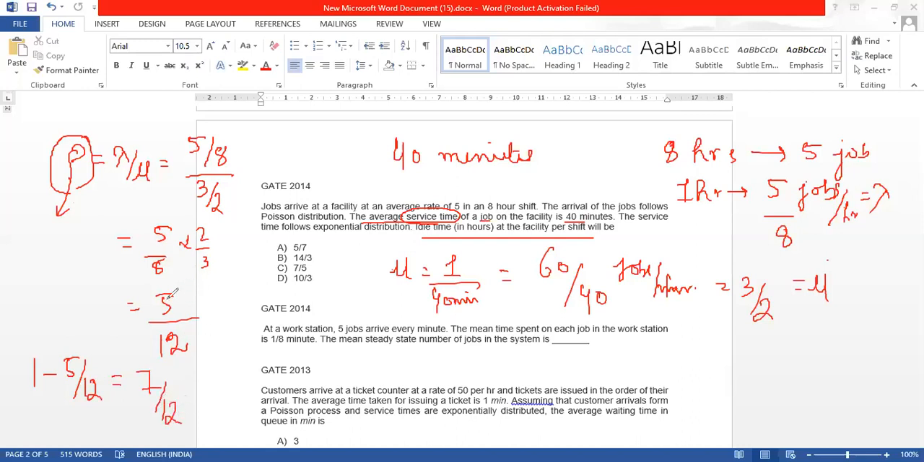5 by 12 of the time, what will happen? The server will be busy, because rho is the service factor, or the time during which the server is busy. But 7 by 12 will be 1 minus 5 by 12. For this fraction of time, the server will be free. 7 by 12 multiplied by how many hours of work per day? 8, right. 7 by 12 of 8 hours, this will give the total time during which he will be free. Idle time will be equal to 14 by 3 hours. For 14 by 3 hours, this server will be idle.